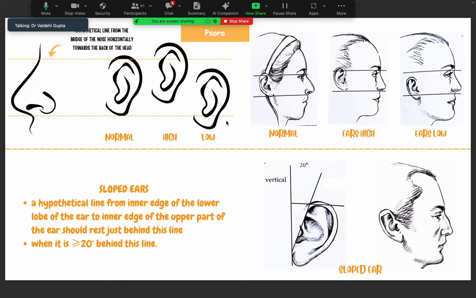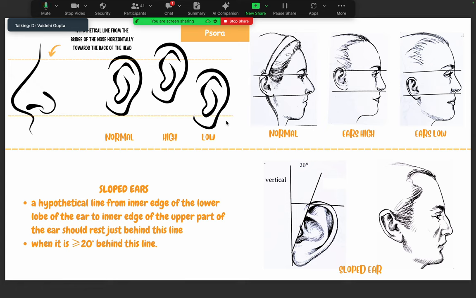Next, we can see the sketches with other facial features. First one is the normal face. In the second, the ear lobe is above the line, so it is a high ear, and the trigone, the circle, all of these features, the helix, are above the line. While in the low ear, it will be quite low in comparison to the normal one. So high ear, low ear, both are in Psora.